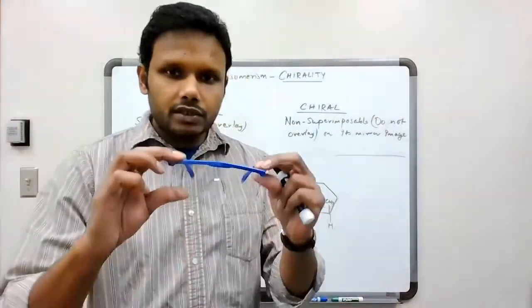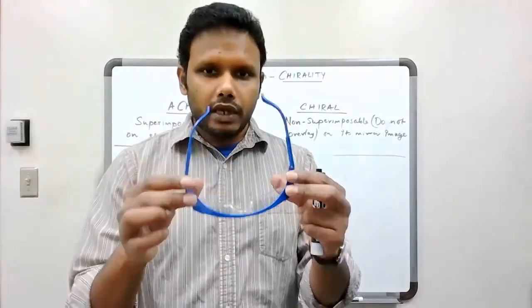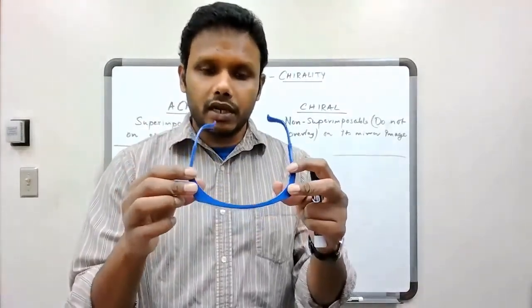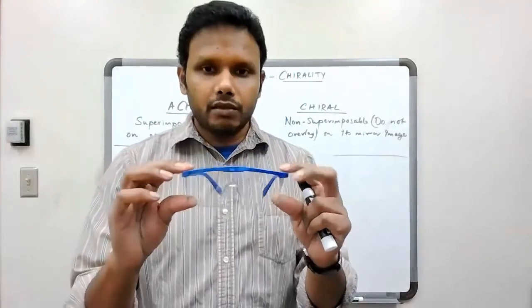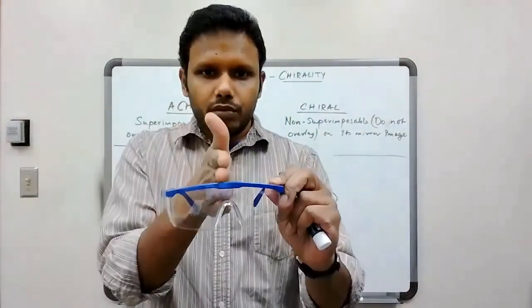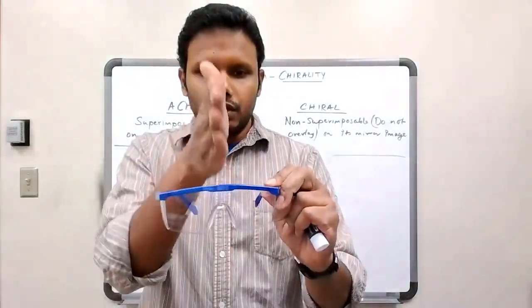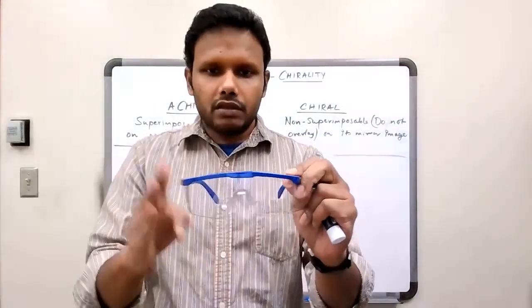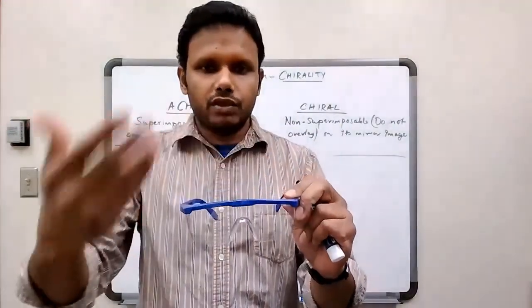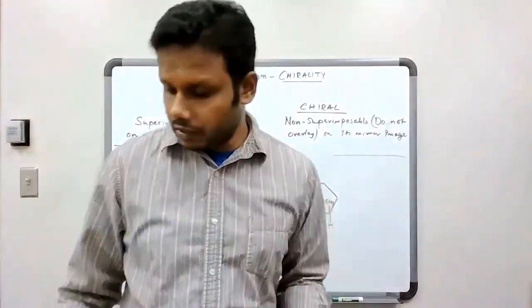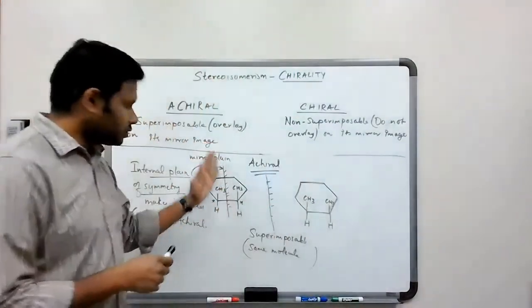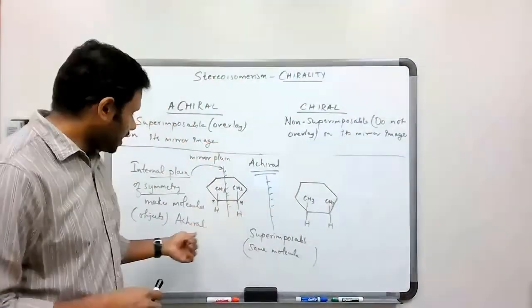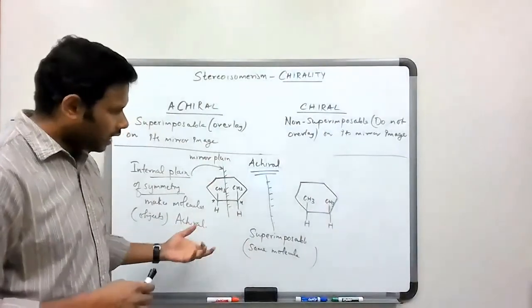So when we considered safety glasses before, this safety glass was achiral, and the reason is because there is a mirror plane of symmetry. If you imagine a mirror through the middle, then the left-hand side is the mirror image of the right-hand side. So there is a plane of symmetry within the molecule, and that would make the molecule achiral.